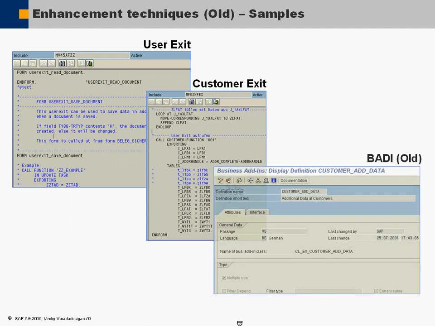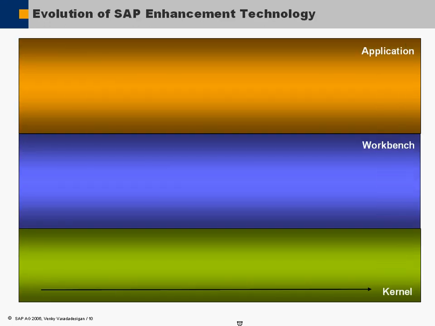And then finally, Badis, the first object-oriented enhancement concept. These are called classic Badis or old Badis. We will see how this is being made faster and taken to the kernel level in the new enhancement framework. So just to give you a chronology of all the old enhancement technologies and how that came into the new technology, or made a path to the new one.